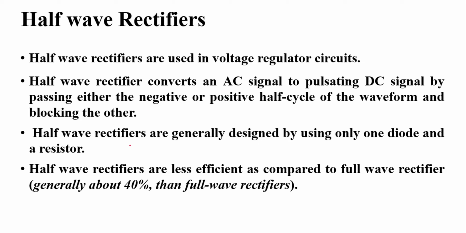So to design these half-wave rectifiers, generally designers use one diode and along with that a resistor. Of course, you can design it in multiple ways, but in general, the minimum number of components required to design a half-wave rectifier is a diode and a resistor.